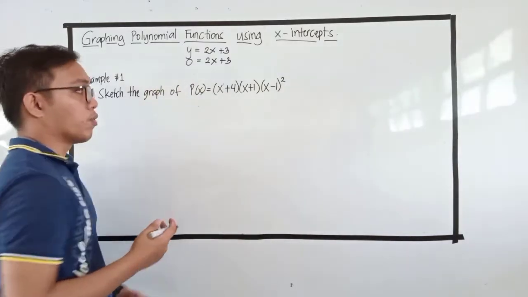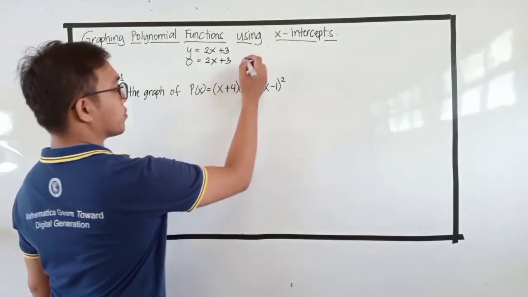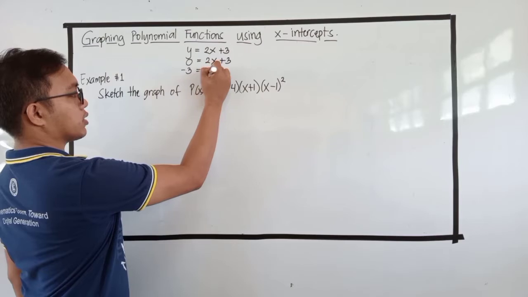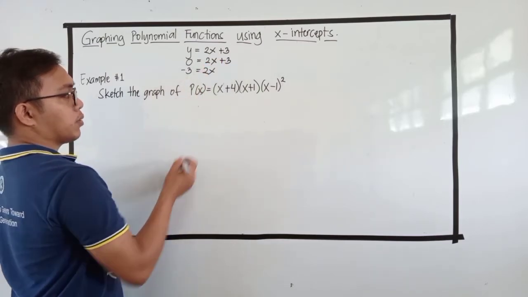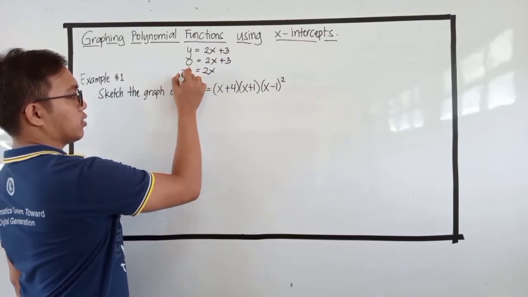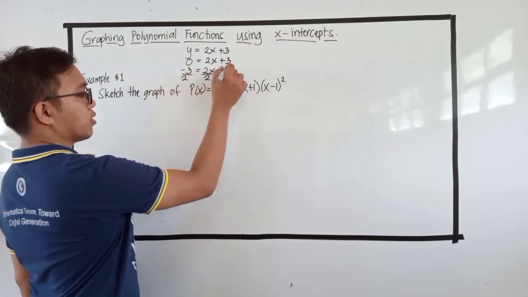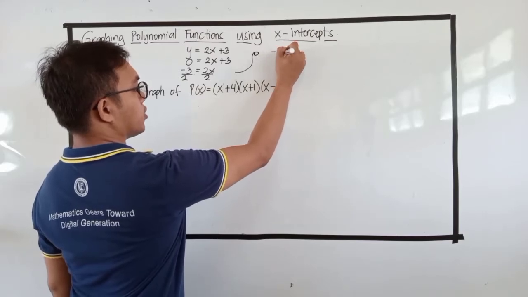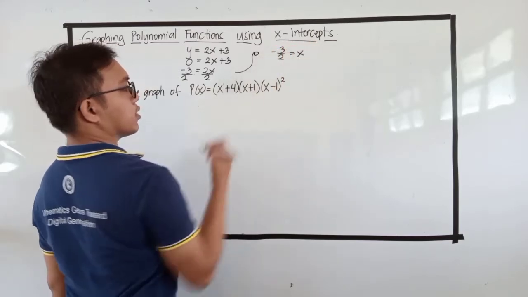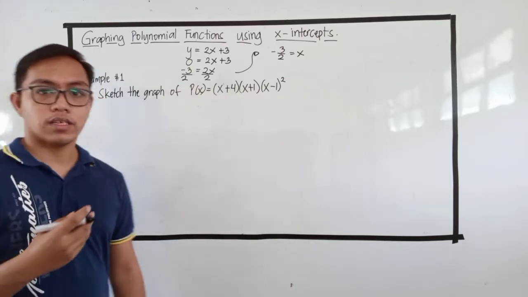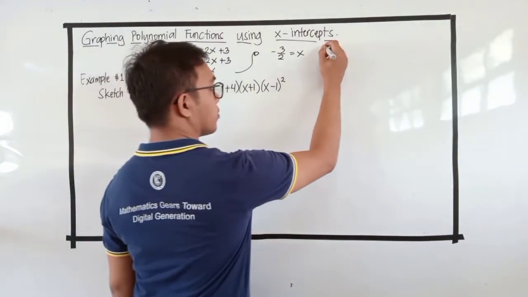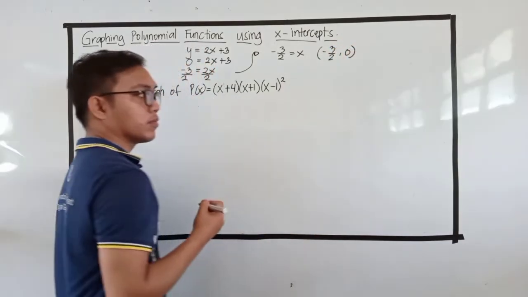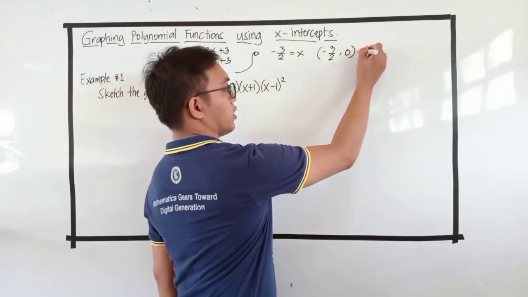Okay? We transpose 3. So it will be -3 equals 2x. And we divide both sides by 2. Our answer will be -3/2 equals x, and the x-intercept will be -3/2, 0. This is our x-intercept.